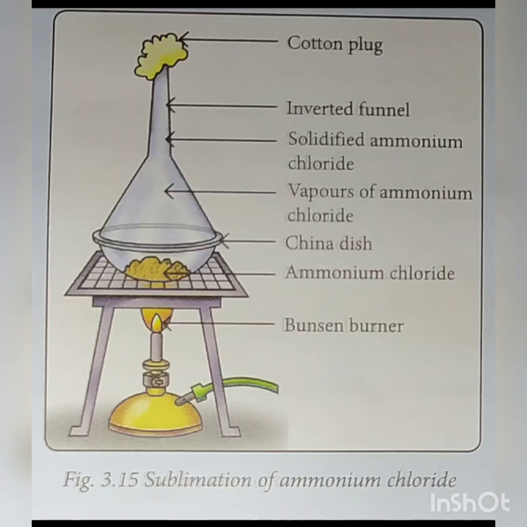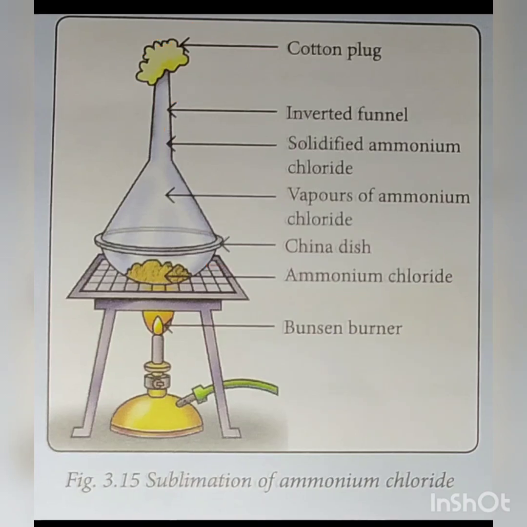For this, the materials required are a funnel, a tripod stand, a china dish, cotton, ammonium chloride, and a Bunsen burner. We take the china dish and put some ammonium chloride in it. Now place the china dish on the tripod stand and cover it with an inverted funnel. Close the opening of the funnel with cotton to prevent the ammonium chloride vapors from escaping into the atmosphere.